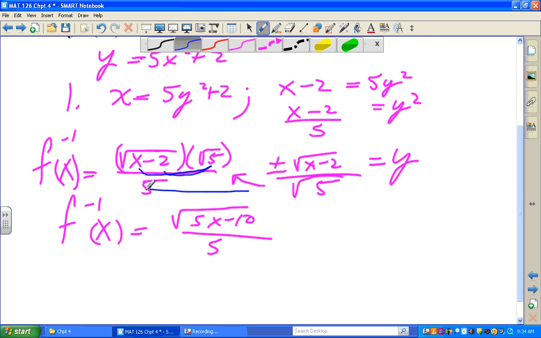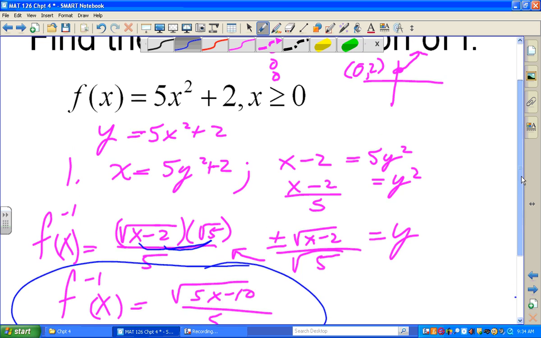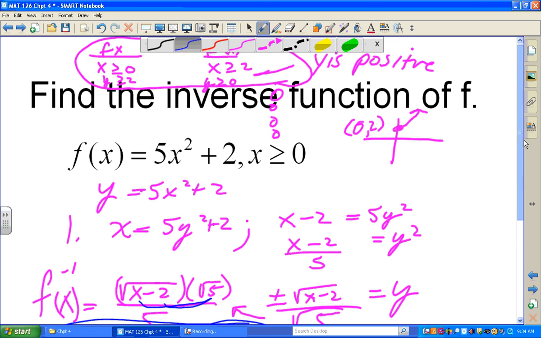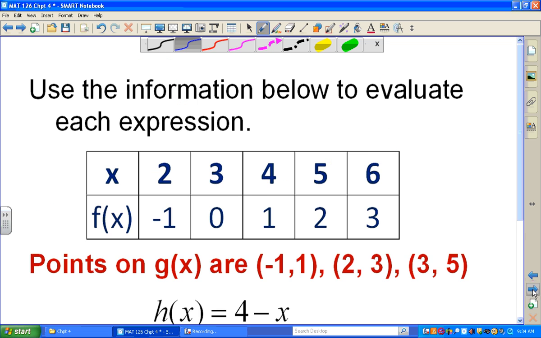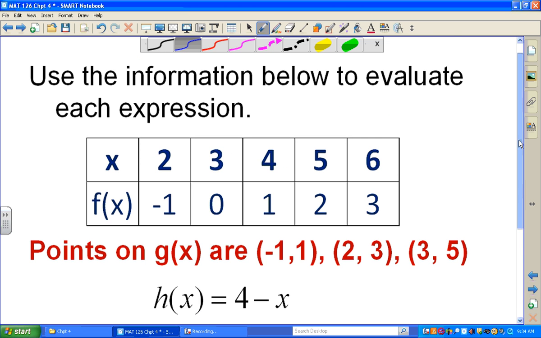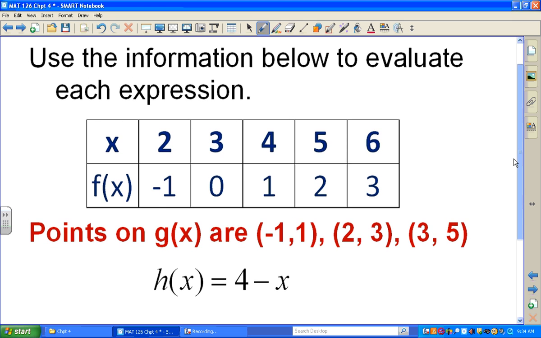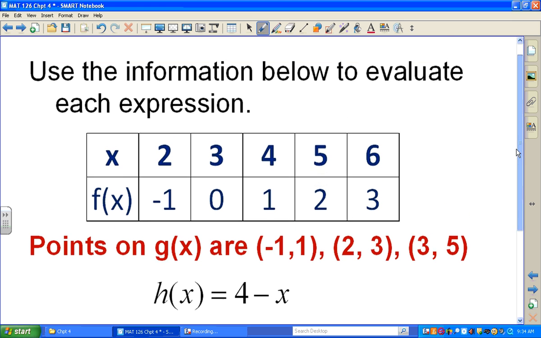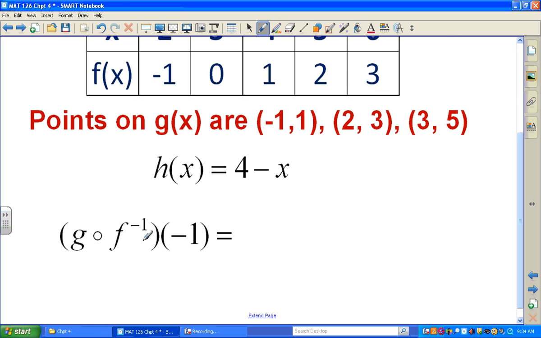That's it. But on these, with the restricted domain, you still have to think about that. I think we should be getting close because I like this question a lot. I know this is towards the end. It's number 40. Use information below to evaluate the expression. Evaluate what expression? Oh, look, here it is: g inverse of f of -1.